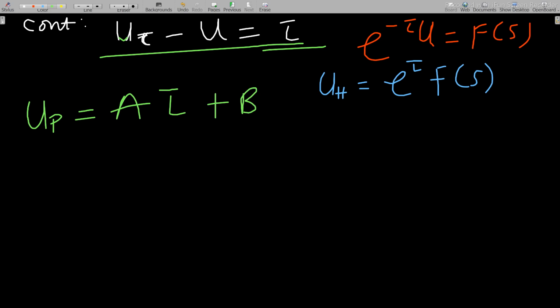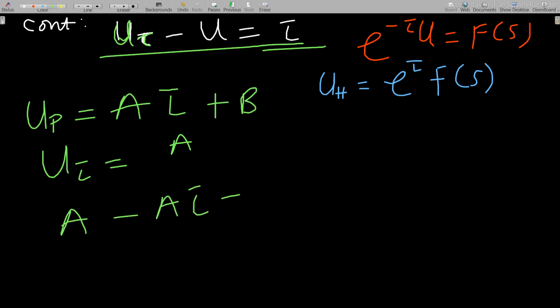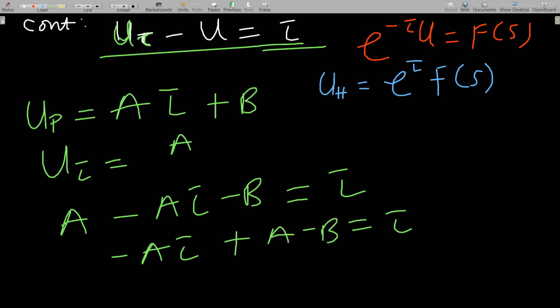Now when you differentiate this with respect to tau, since we have u tau in our equation, I have to find u tau. u tau is equal to a. So I'll come back and put them in the equation and solve for a and b. So u tau is a, minus u, which is a tau plus b, so it becomes minus a tau minus b, and this is equal to tau. So let me write the variable part first: minus a tau plus a minus b should be equal to tau plus 0.